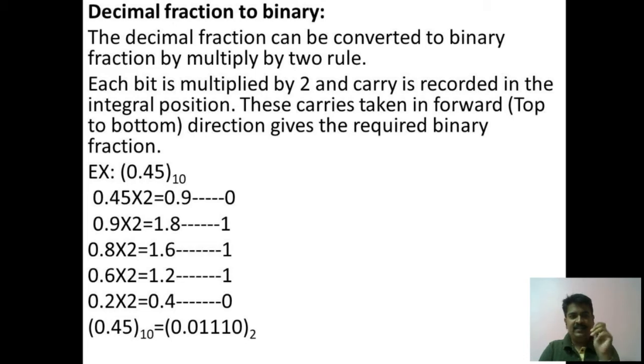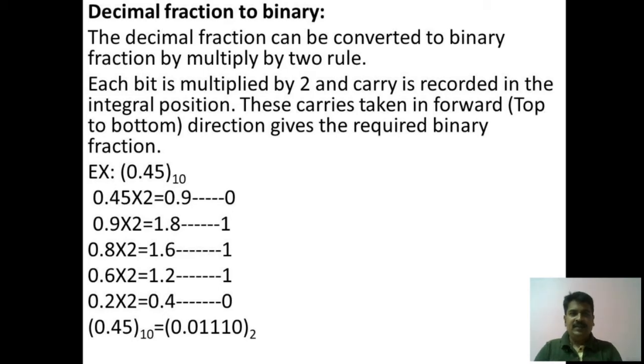When writing the answer, you have to be very careful. You have to write from top to bottom, that is in the forward direction. Top to bottom means it is 0, 1, 1, 1, 0. But be careful, you have to write it after the decimal point. It's 0.01110 to the base 2. This will be the answer. This is the binary fraction equivalent to the given decimal fraction 0.45.